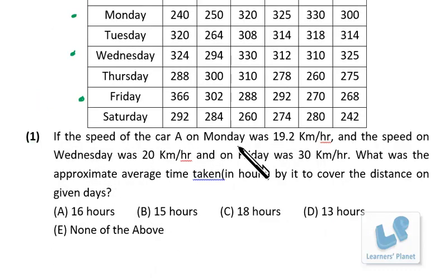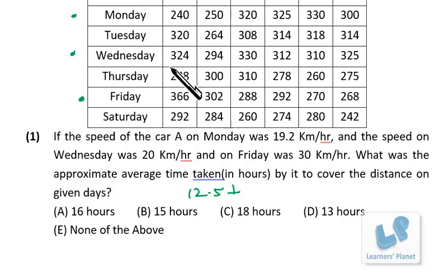If the speed of car A on Monday was 19.2 km per hour and the speed of Wednesday this, and Friday this, what was the approximate average time taken by it to cover the distance on given days? Okay, so we need to find out the time in each case. On Monday the distance is 240 km with the speed 19.2, so the time will be something around 10 hours, that is 192. So still we are left with 42, so approximately it is 12.5 hours, right? 10 hours plus 2.5 hours.